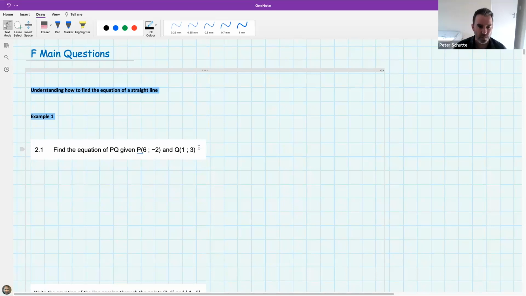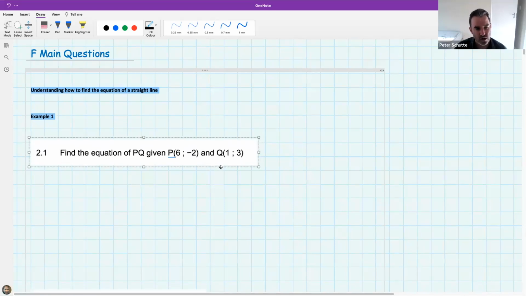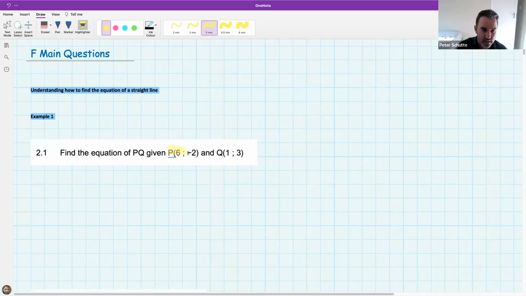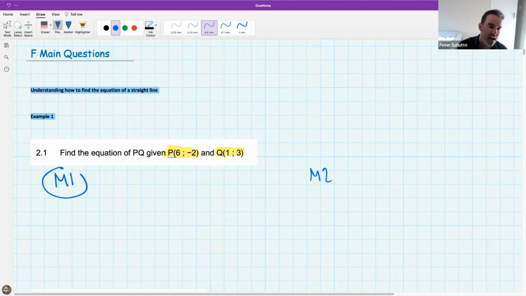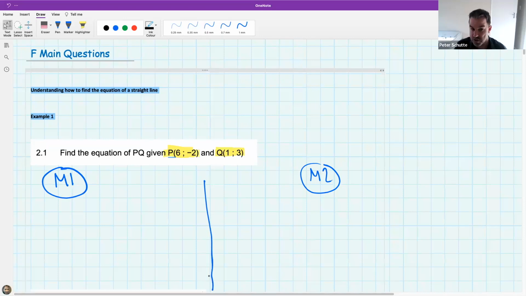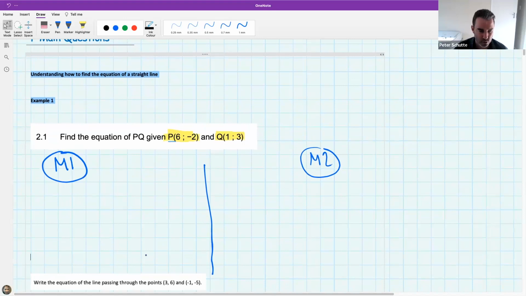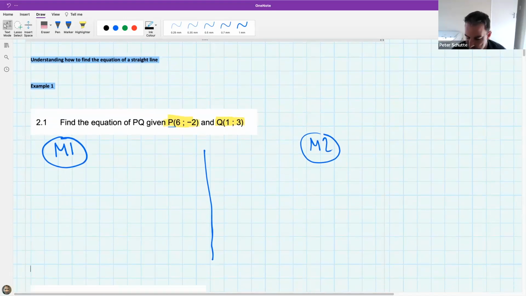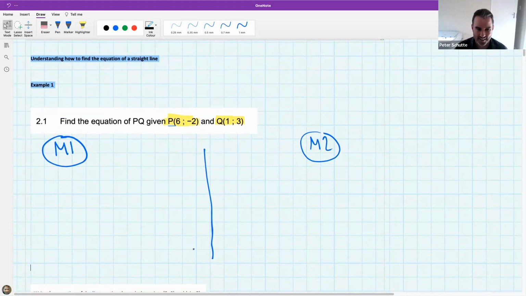This first example says, find the equation of PQ given the points P and Q. And in the last lesson, I was showing you 2 methods for doing this. There was method 1, there was method 2. And before I do my examples, both methods are correct. You could use whichever one you like, but you need to be comfortable doing them. Now, in both these methods, the first step is the same.